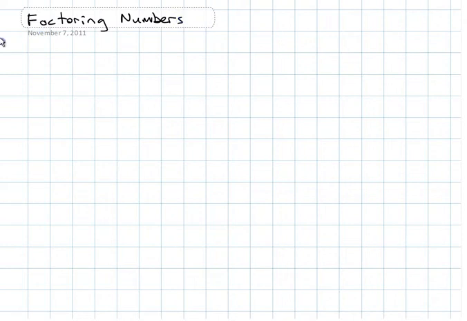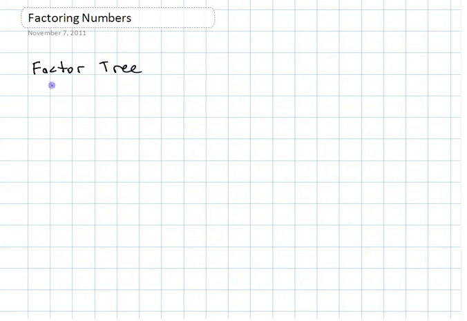You learned about factoring before at some point. I'm going to give you two different options here, and you might like one better than the other. You might have learned to do a factor tree. A factor tree is just a way of breaking down numbers. Say a number like, what are we going to do here?